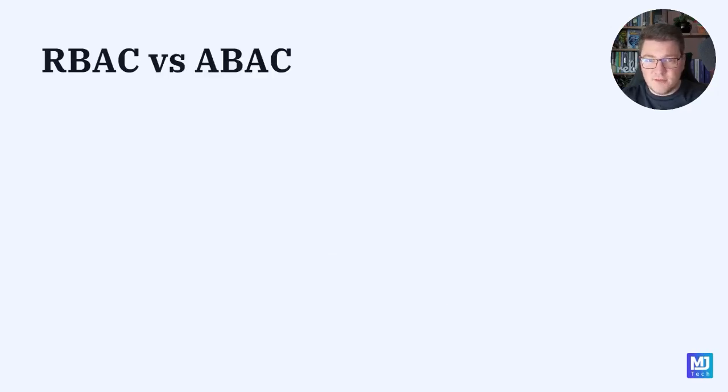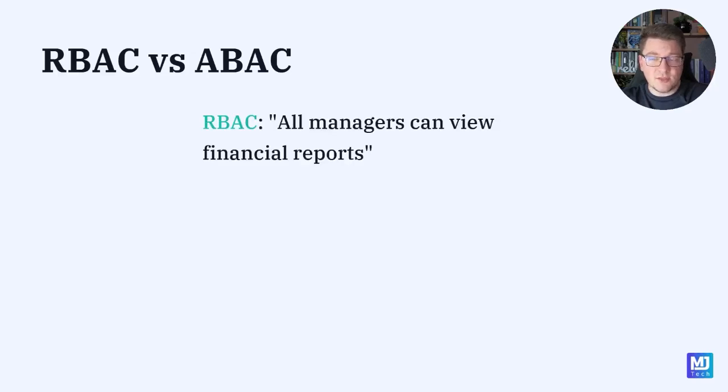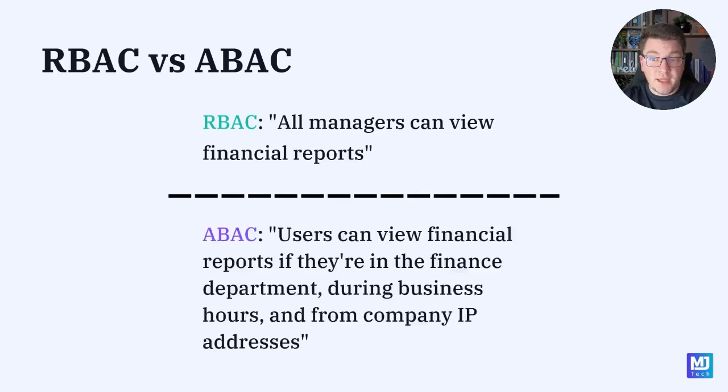To give you a more illustrative example, let's compare two access policies that we could define with role-based access control or attribute-based access control. With role-based access control, we can define a policy that says all managers can view financial reports. This could be a permission assigned to all users in our system who are assigned to the manager's role. On the other hand, with attribute-based access control, we can define an access policy that says users can view financial reports if they are in the finance department, during business hours, and from company IP addresses. So you can see how this type of authorization policy is much more complex, and it consists of multiple factors that come together to define the authorization rule.